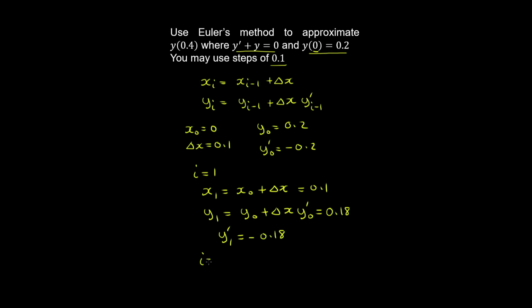And now you can set i equals 2 and then calculate x2 and y2 and y dash 2 using these previous values and keep stepping through until x is equal to 0.4. So you can calculate y of 0.4 and post your answer in the comments.